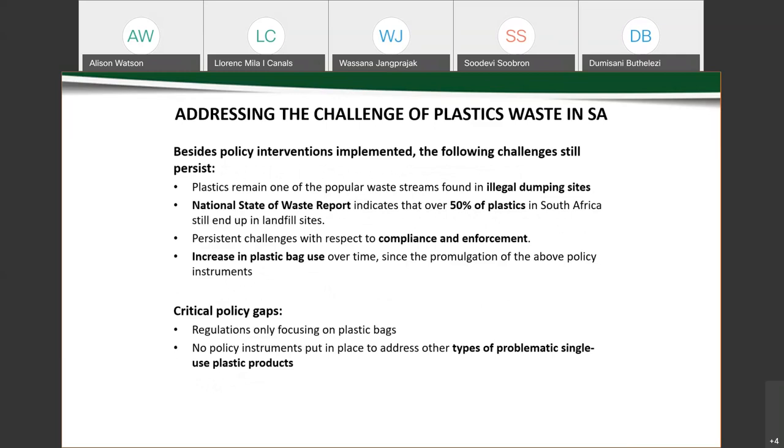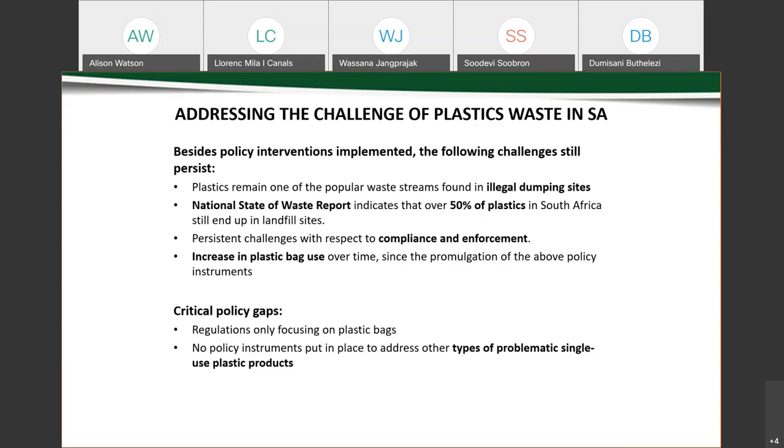So we still have these challenges. The current policy instrument is only the plastic bag regulation, which does not consider other types of single use. There's no policy instrument that manages other single use. It's only the plastic bag. The other single use plastic products are managed just like any other waste generally. So we are moving towards that.